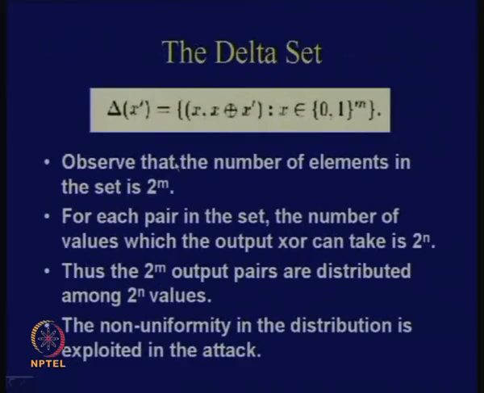So how do I define more? This is how it looks formally. You take delta x dash equal to all ordered pairs x comma x XOR x dash, where you vary x over all the possible m bit values, because that is the entire space of x. So how many elements can you obtain in this fashion? You can obtain 2 power m values. The cardinality of this set is 2 power m. But how many distinct values can the output take? It can take 2 power n values.